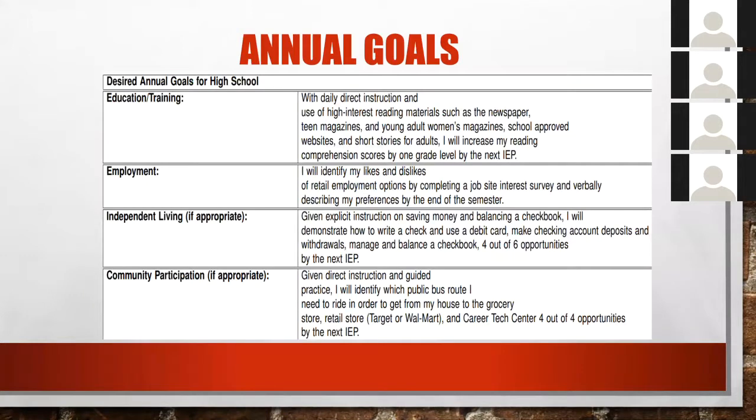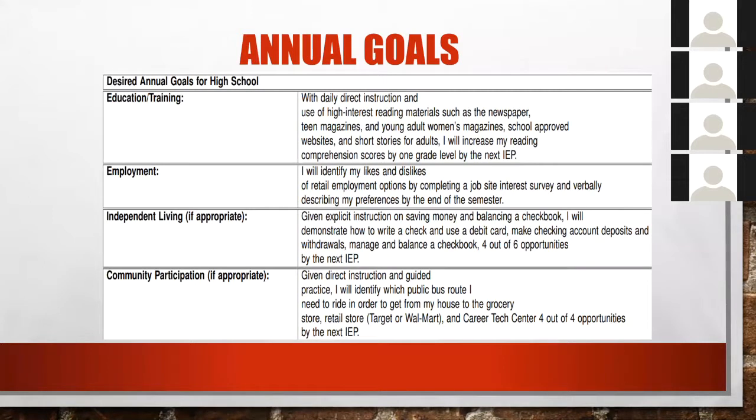Jodi's annual transition goals include, for education and training, with daily direct instruction and use of high-interest reading materials such as newspaper, teen magazines, young adult women's magazines, school-approved websites, and short stories for adults, I will increase my reading comprehension scores by 1 grade level by the next IEP.